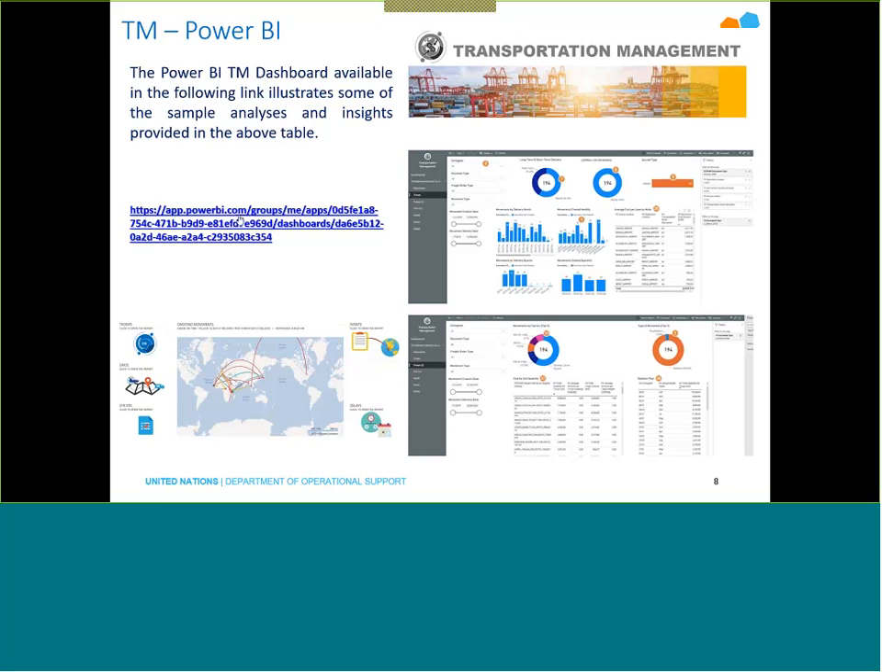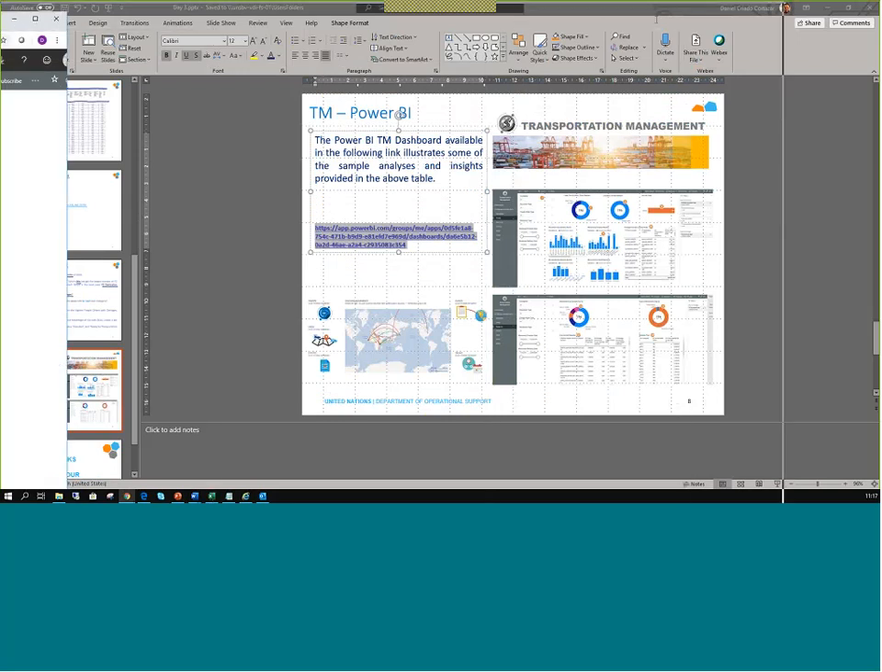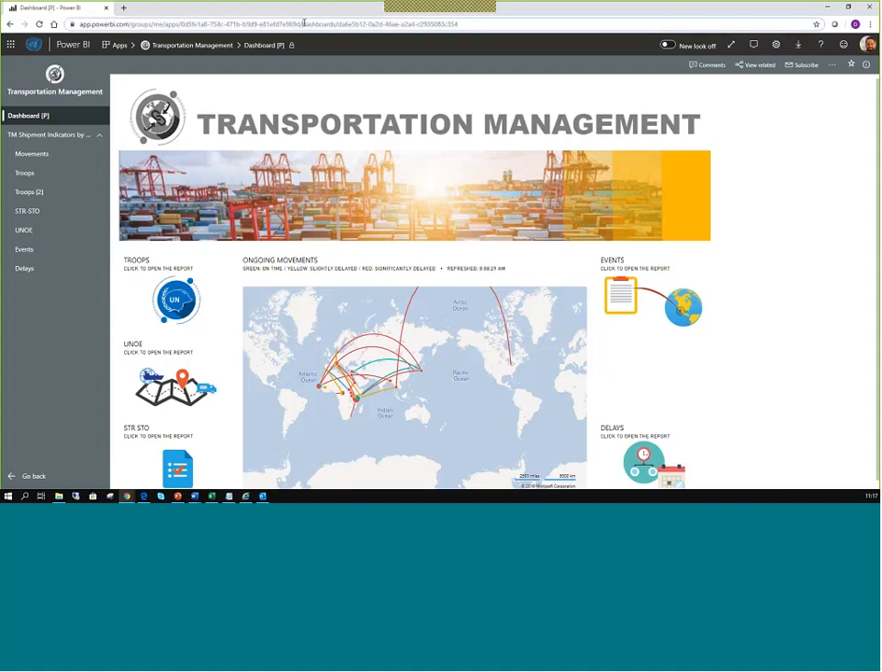So let me just click on the link on Power BI, and let me use this. I'm going to copy and paste in Chrome, because usually Chrome works much better. So just drag it to the screen. I'm just copying the URL. Once you copy and paste in Chrome, this is what you will initially see.